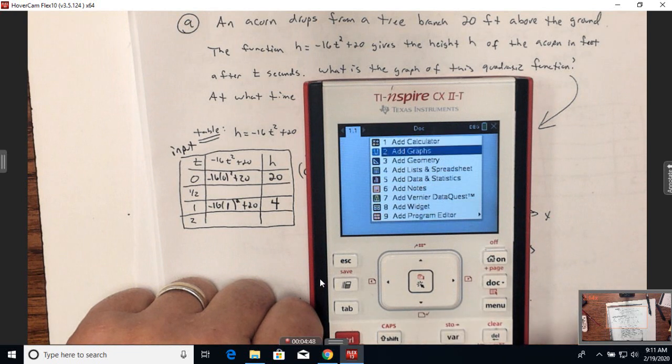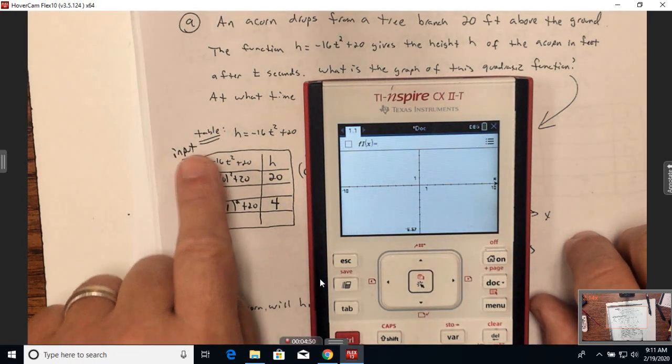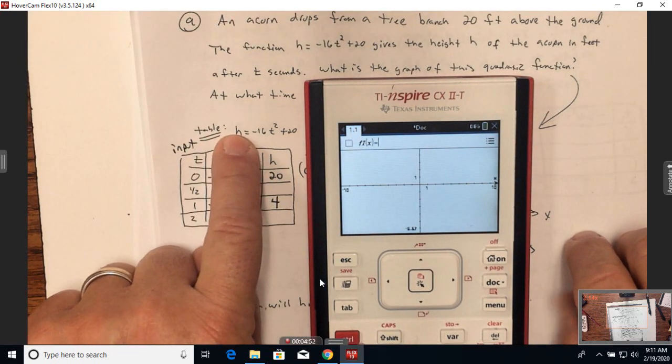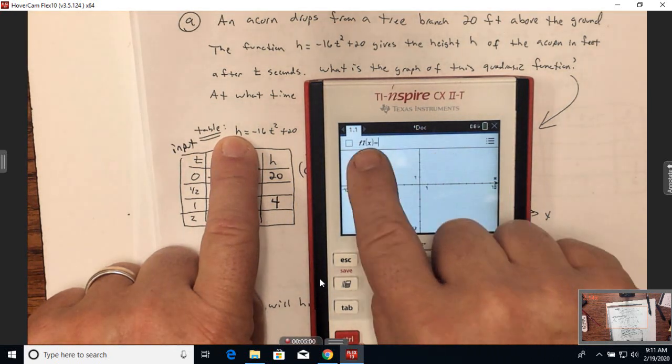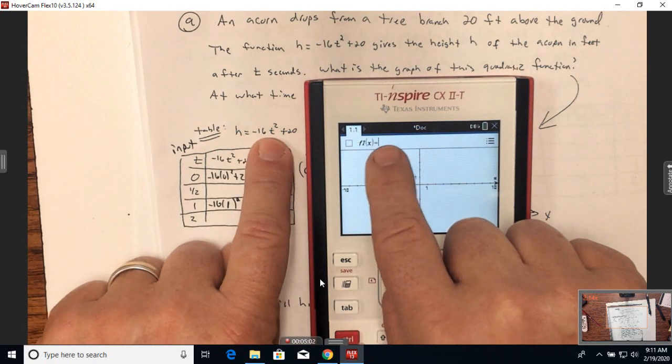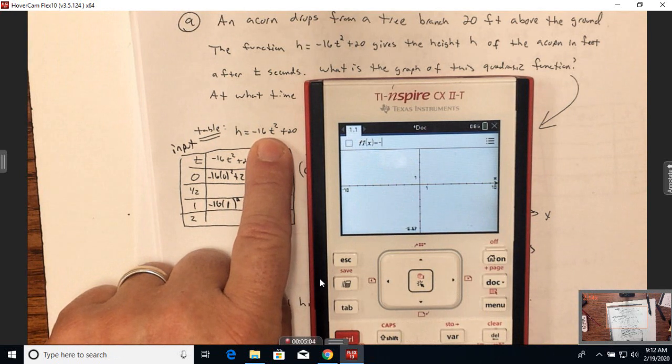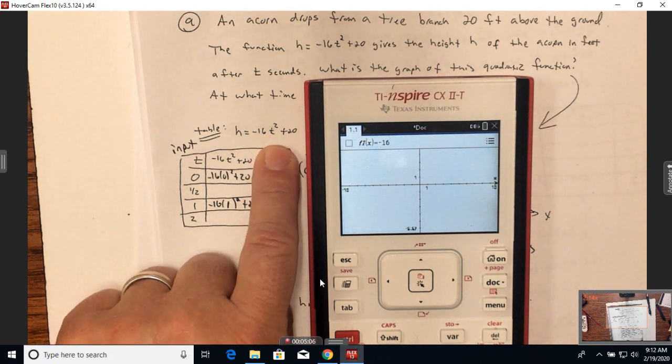And then add your graph, which is 2. So that's where I put my function rule. Now notice it's not an h, but it's an f of x. Right? That's my output, in other words, is a function rule. So what is the function rule? To get the output of the function, it would be negative 16 times t squared.